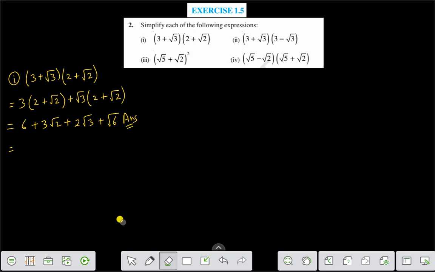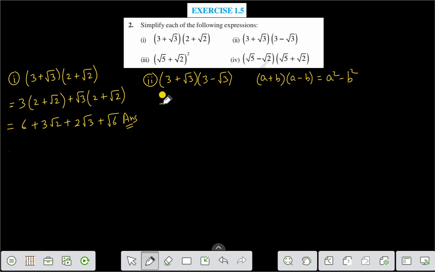Let us solve question number 2. Question number 2 is 3 plus root 3 into 3 minus root 3. We can apply here an identity that a plus b into a minus b is equal to a square minus b square.